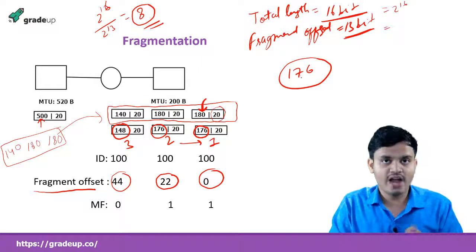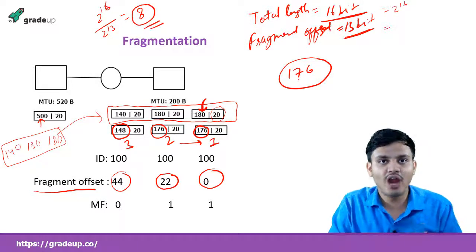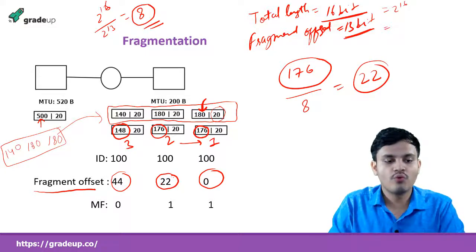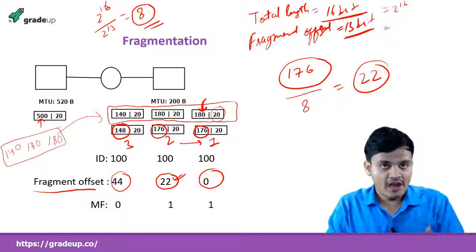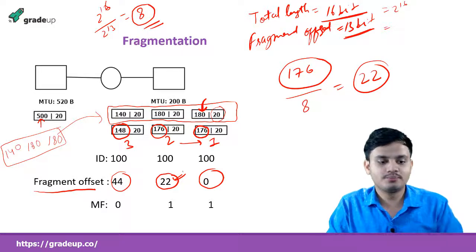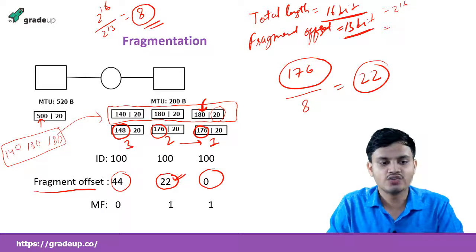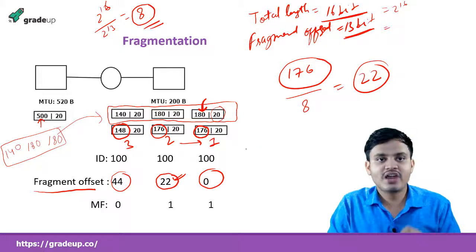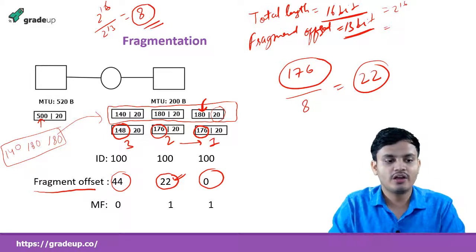But I told you that in the fragment offset we are going to use the scaling factor 8. So divide this by 8 and what do we get? 22. So 22 will be the fragment offset. And how is the destination going to read it? The destination sees that it is 22, multiplies by 8, and understands that 176 bytes are in the first packet. That is how it is going to work.